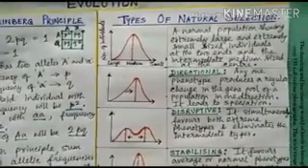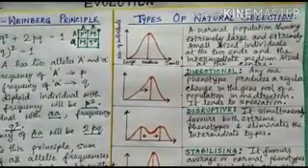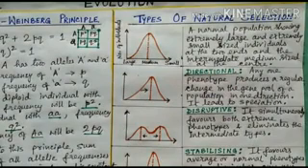Now, natural selection, as we have discussed, was proposed by Charles Darwin. And what are the 3 types of natural selection? That we will discuss right now. Natural selection operates in different ways. Generally, it occurs in the following 3 ways.